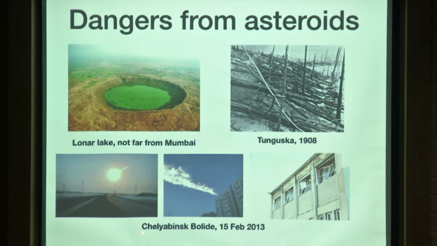Tunguska, Chelyabinsk Bolide from 2013, not far back. Here, about 1,000 people were hurt. None of them directly because of the bolide, but when they heard the boom, they got close to some windows and the window shattered, and it's the glass that hurt them really. So an indirect impact, but those things can happen too.